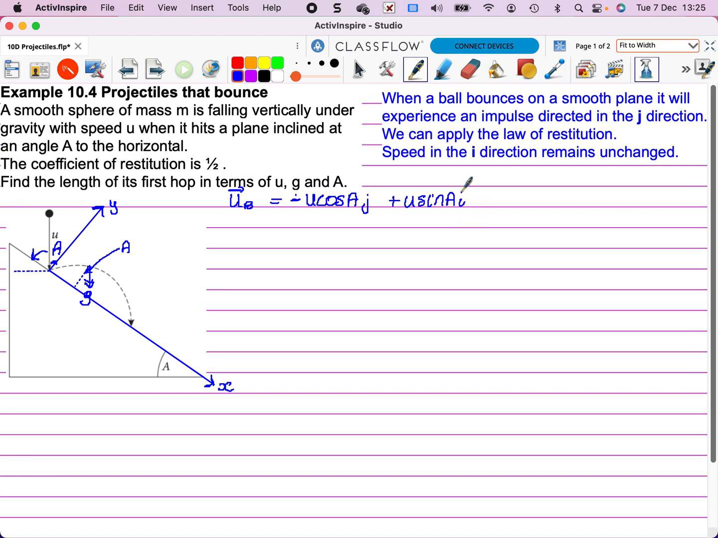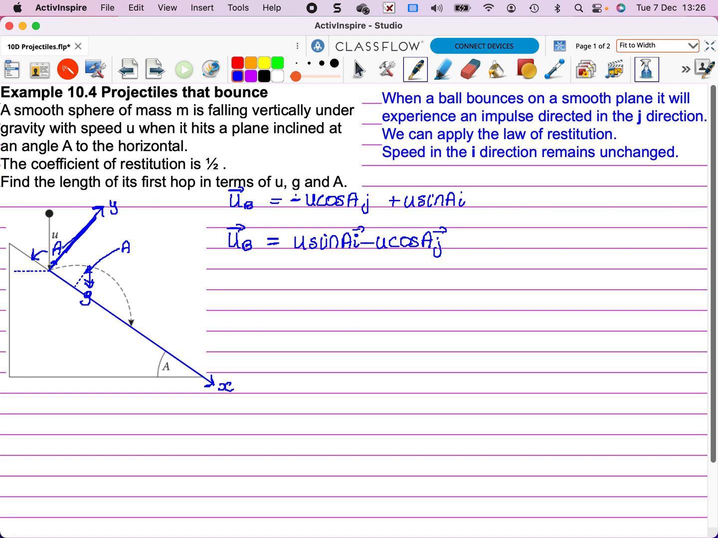Now, I'm going to rearrange that so it's written in the usual format. So the velocity of the object just before it hits the surface, or as it hits the surface, is u sine A minus u cos A. And that's in the I direction, and this is in the J direction. I need to pause the video and think about that for a little while. Please do so.